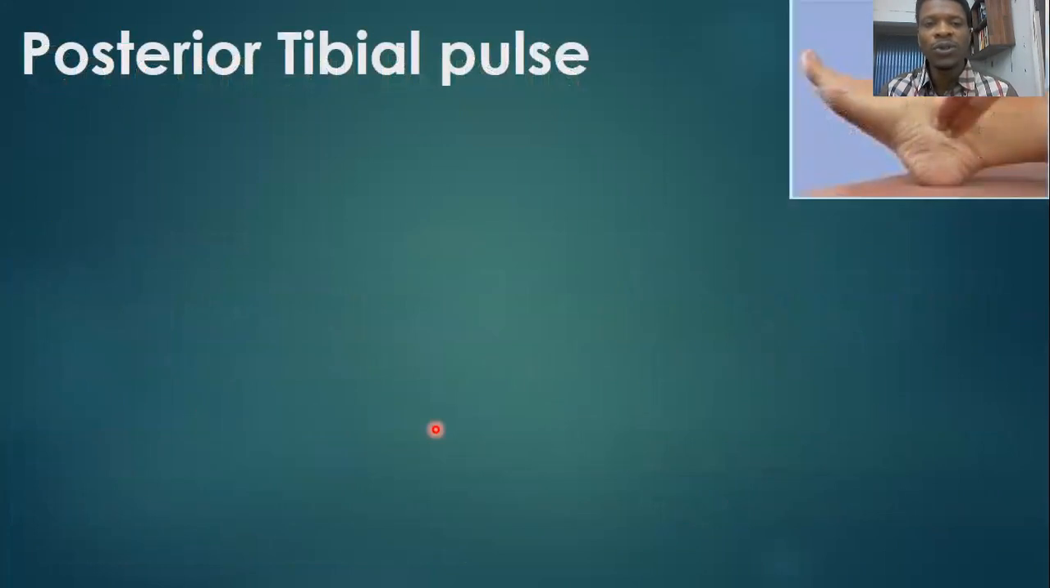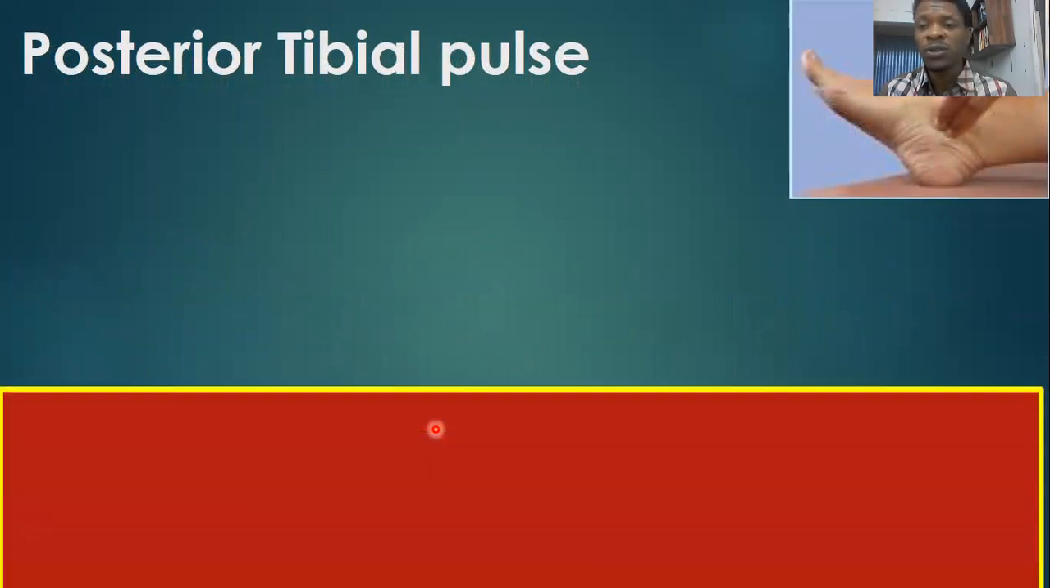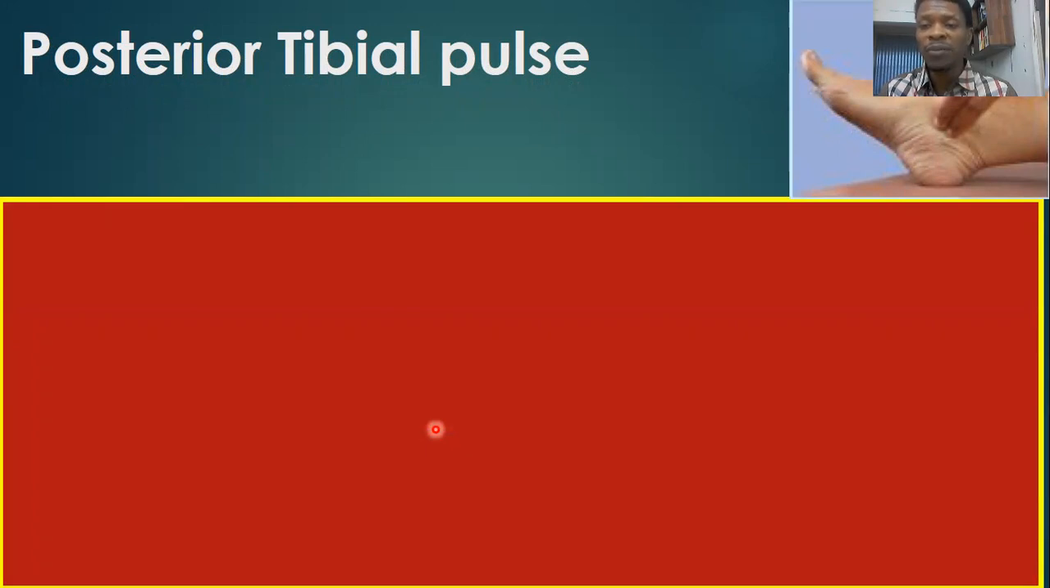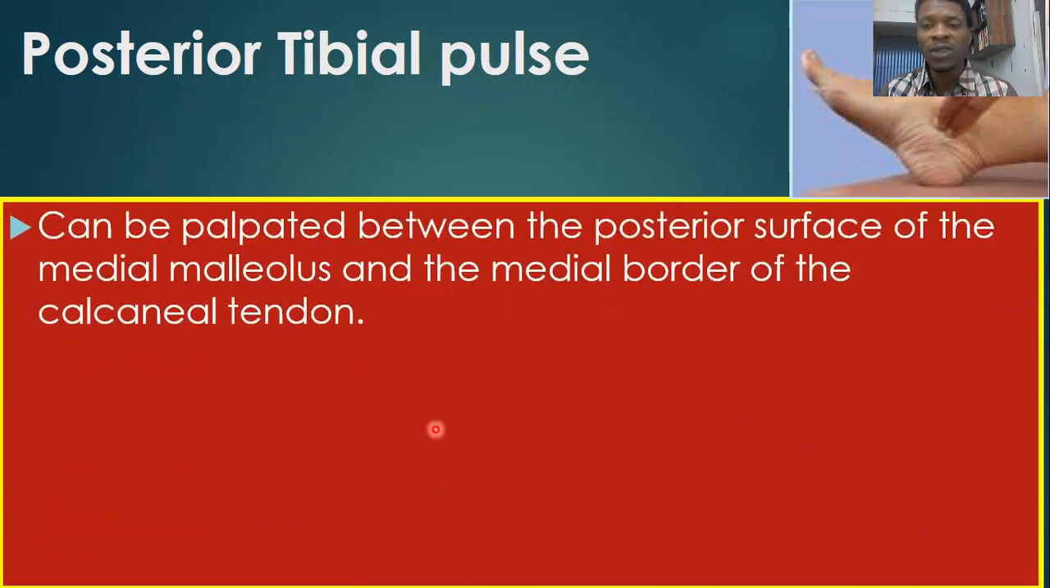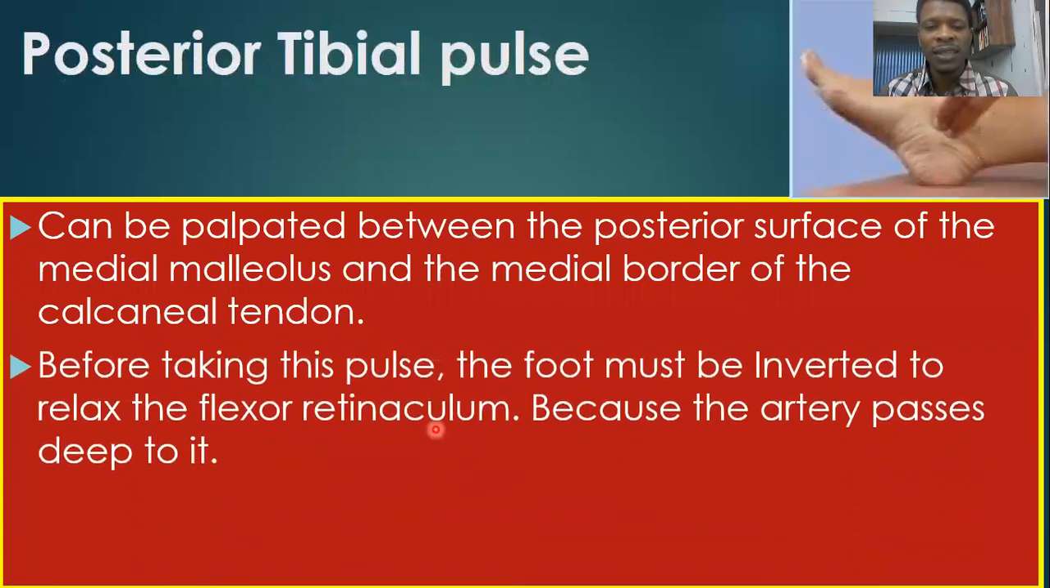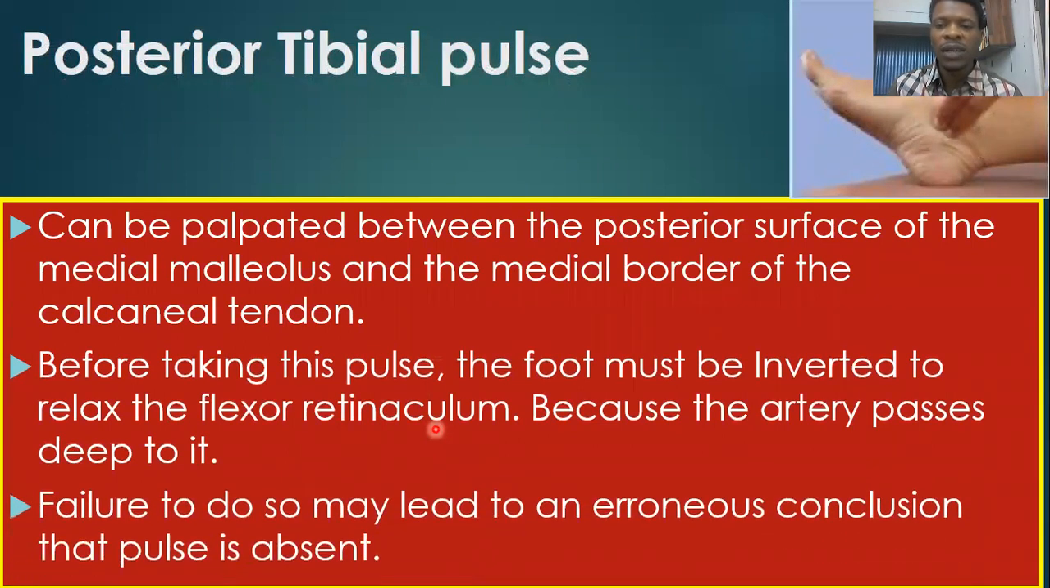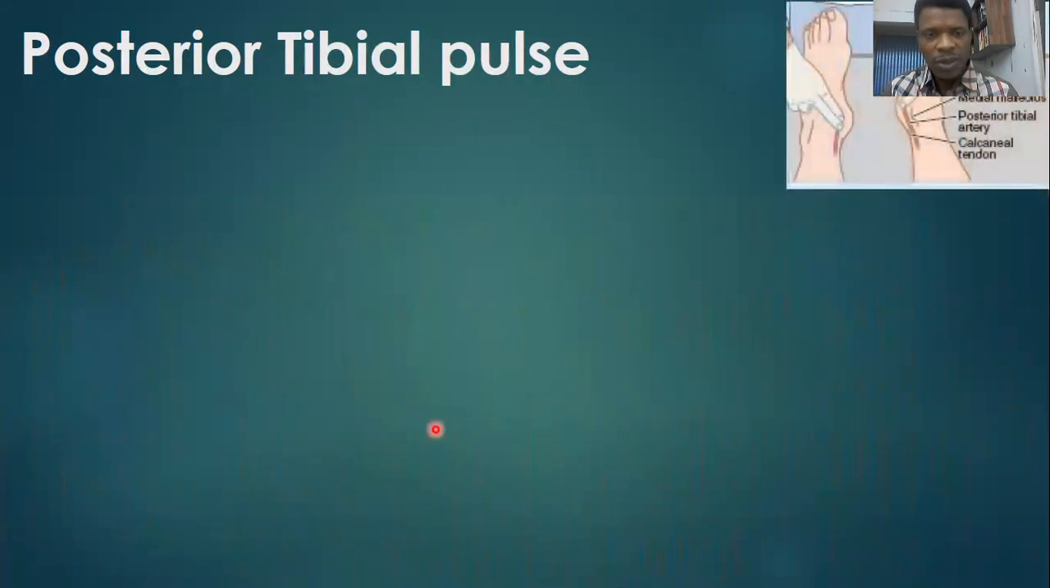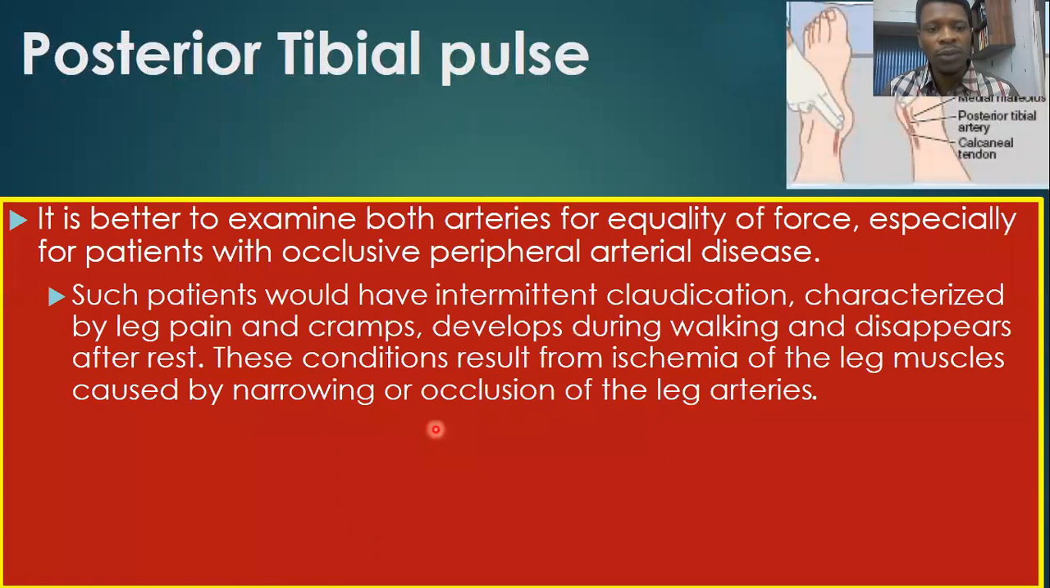Then again, we could take the posterior tibial pulse at the medial side of the ankle, where the posterior tibial artery passes. Okay, so to do this, we would have to invert the foot, so that the flexor retinaculum is a bit relaxed, so that you can have easy access to the artery and take the pulse. All right, so that's a very good place to take the pulse, especially in very fat people and all that.